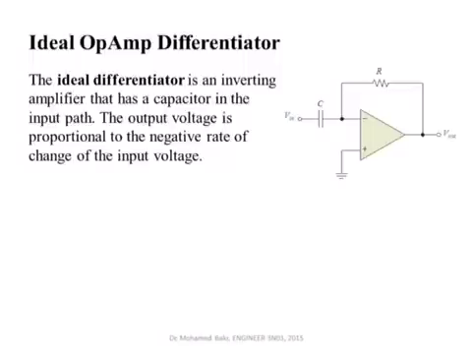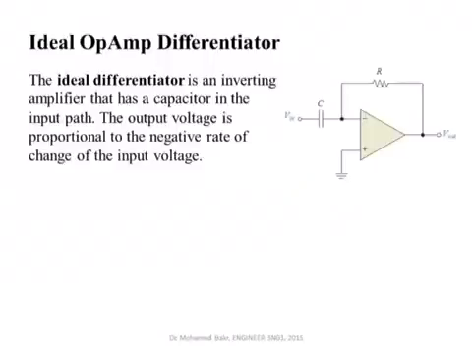An op-amp can also be used as a differentiator. This is a very simple differentiator circuit. This is again an inverting amplifier. This is Z1 and this is Z2. So Vout over Vin is equal to minus Z2 over Z1.